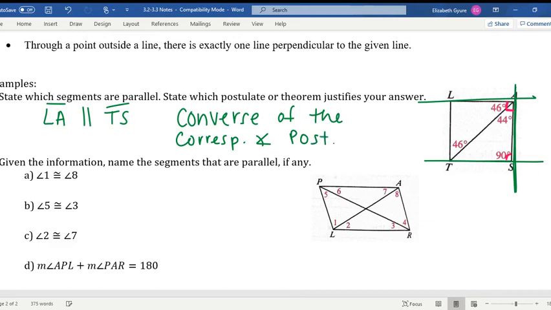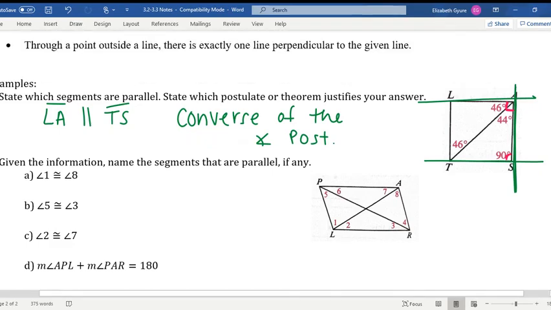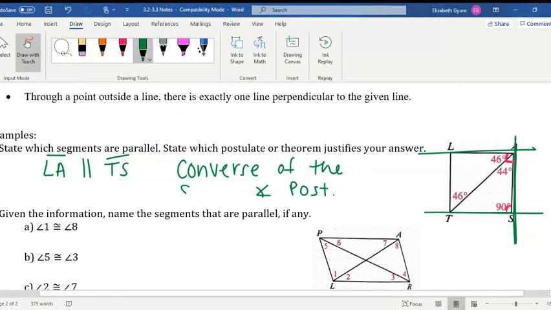And remember, guys, you can always just write a statement. You can always say, if corresponding angles, or not corresponding, I'm sorry, I meant to write same side interior. My mistake. So you can always just say, if same side interior angles are supplementary, then lines are parallel. That would be okay as well. All right.